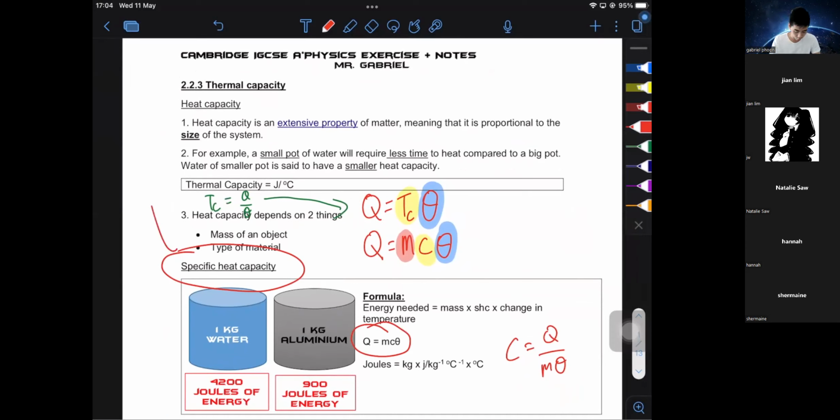The only difference between thermal capacity and specific heat capacity is that it is missing the M component here, in the sense that the general formula is either going to be Q equals to MC theta for specific heat capacity, or it's going to be Q equals to thermal capacity multiplied by theta, which is for thermal capacity, guys.